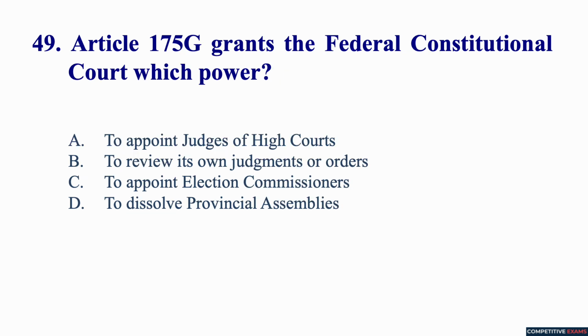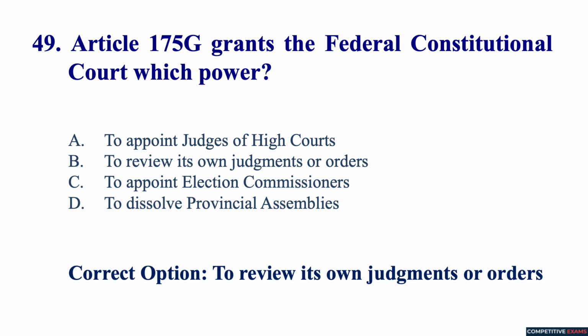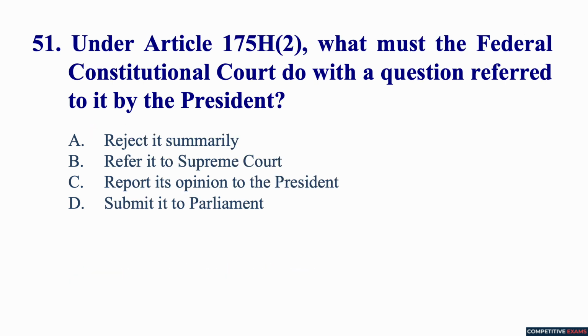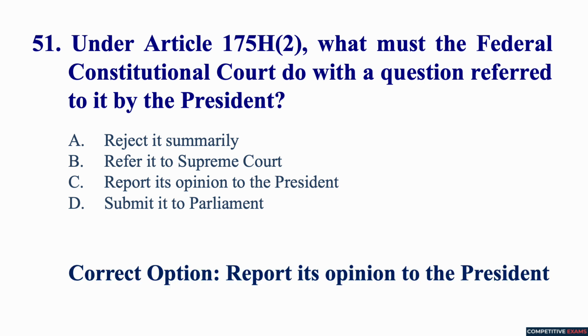Article 175G grants the Federal Constitutional Court which power? To review its own judgments or orders. Article 175H provides the advisory jurisdiction of the Federal Constitutional Court when which authority refers a question of law of public importance? President. Under Article 175H(2), what must the Federal Constitutional Court do with a question referred to it by the President? Report its opinion to the President.